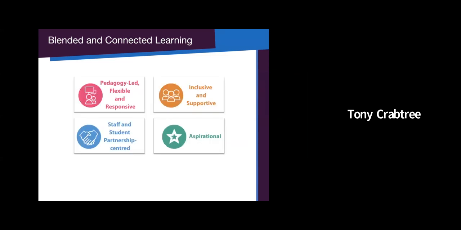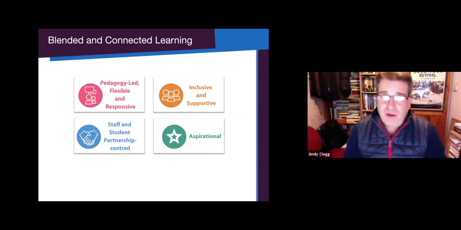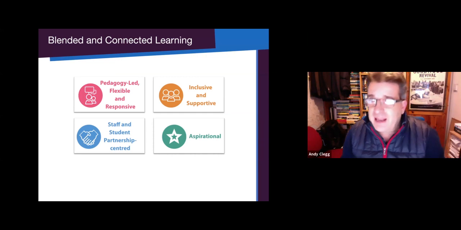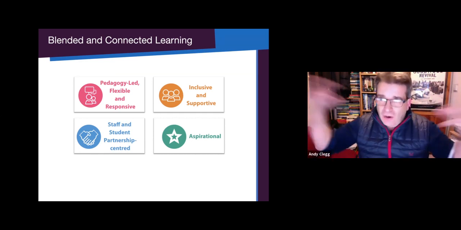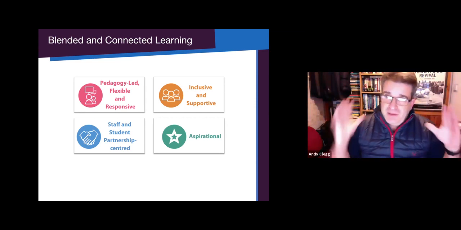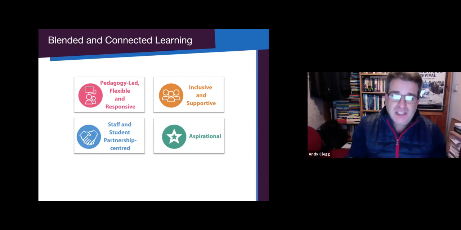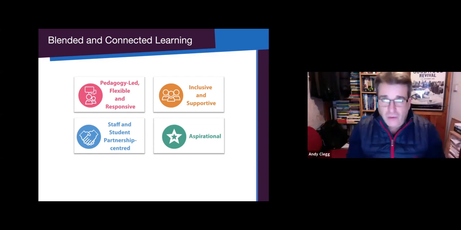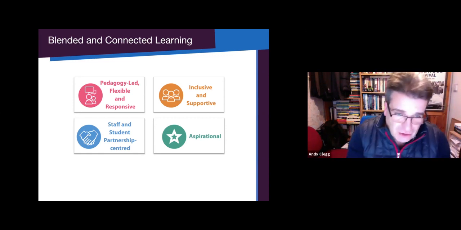So the story for this, if we go right back to lockdown, was we had to come up with some principles for what blended and connected learning means. That was quite an informed process at the beginning, and we did it quite strategically. We pulled in a lot of reference points from other universities. So we came up with the 4 headline indicators, these are the 4 principles around which the university is placing blended and connected learning: pedagogically led, flexible, responsive, supported by active blended learning, inclusive and supportive, staff and student partnerships, and aspirational.